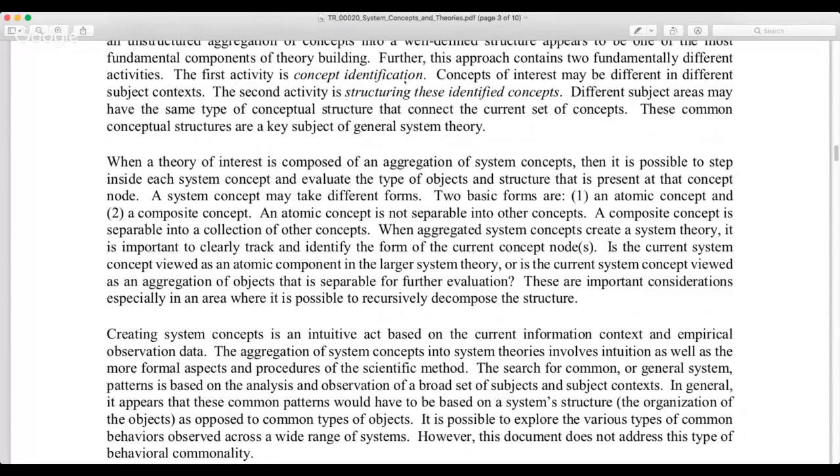When we're looking at a system concept, it can take two different forms. It can be either an atomic concept or a composite concept. An atomic concept is not separable into other concepts, and a composite concept is separable into a collection of other concepts. So this becomes interesting from a theory construction point of view, and from a theory identification and categorization point of view, because it depends upon how far down into the scientific details you want to drill in your concepts.